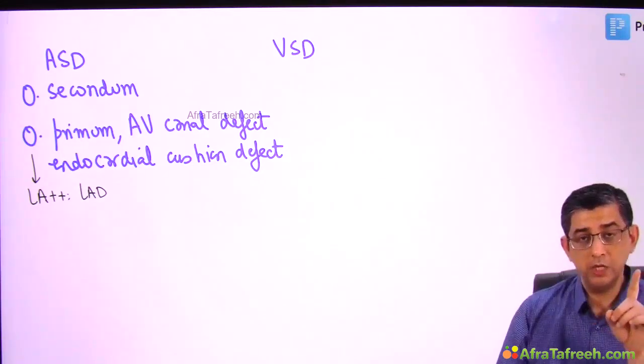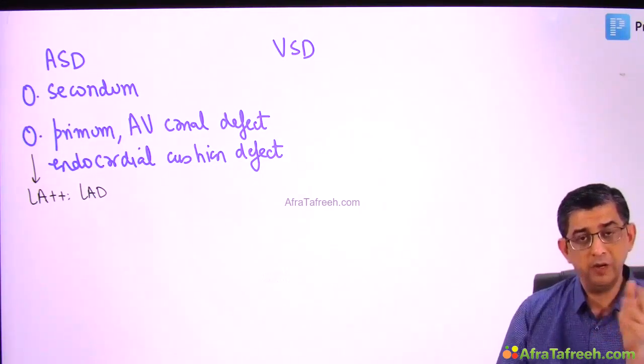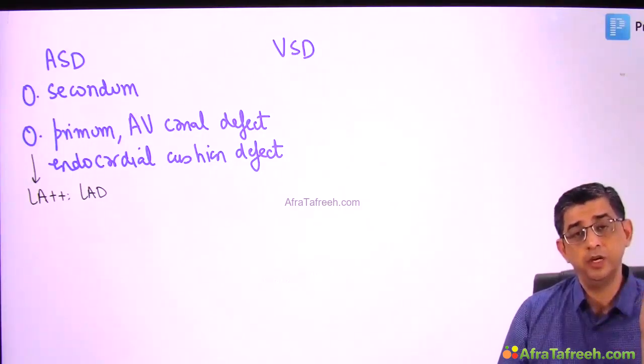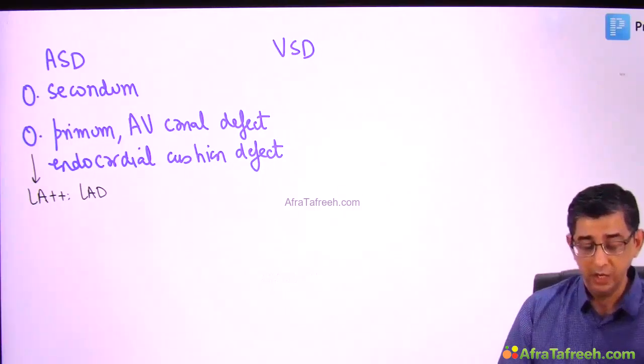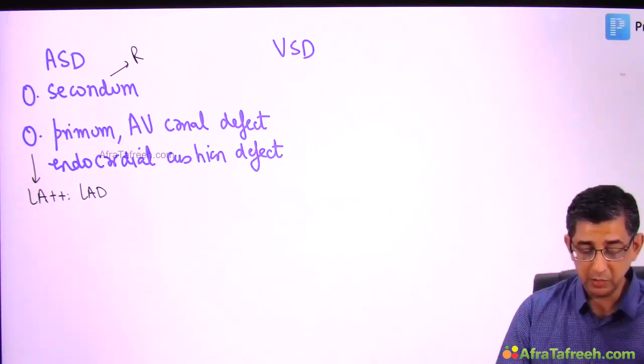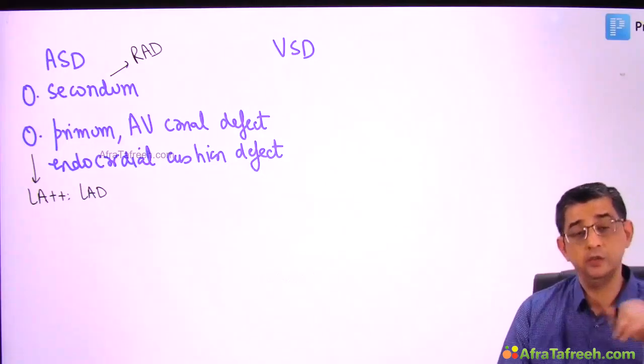In ostium secundum, there is no cleft mitral valve. Left ventricle will not be able to send blood into the left atria. It is left atria sending blood into the right atria. So right atria will become bigger. So in ostium secundum, because the right atria is becoming bigger, in ECG you will see right axis deviation.